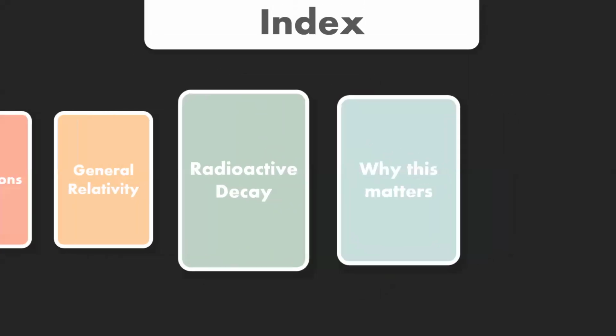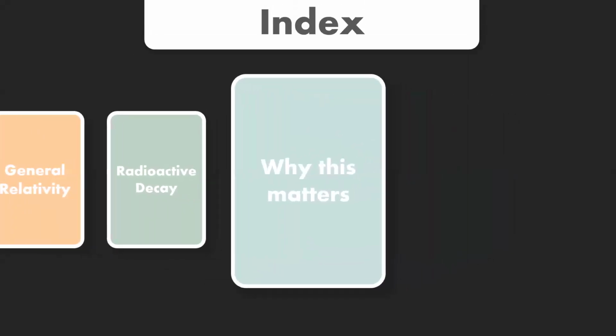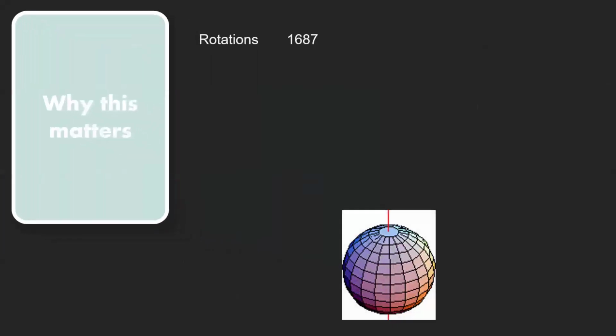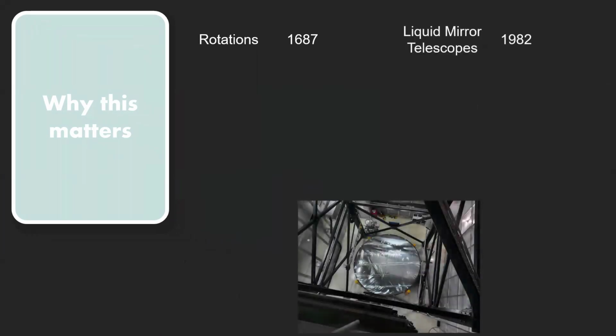So going back to why this matters, I'll give you a quick recap. We had rotations in 1687, and then a technological advance, which was the liquid mirror telescopes in 1982. This is the top view of a liquid mirror telescope, by the way. This one is in India, I think. It's the ILMT, yeah, which is in India.